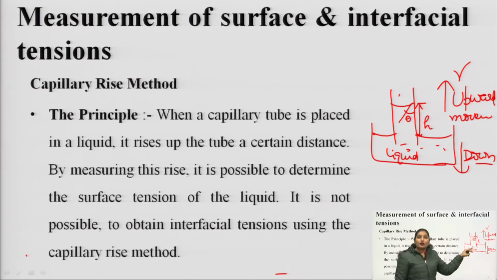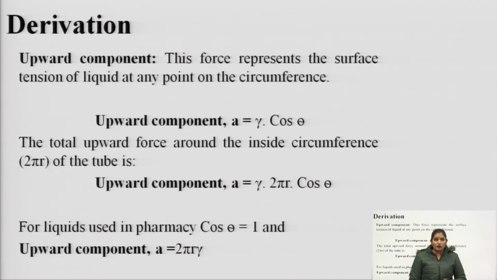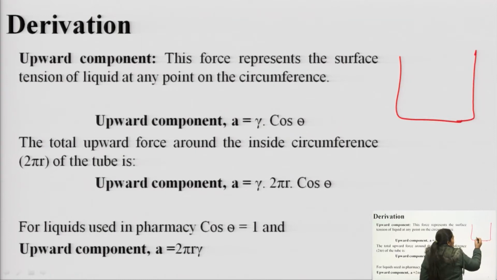This liquid will continue to rise into the capillary tube until this movement is counterbalanced by the downward movement that is due to the acceleration due to gravity. Okay. So, what is the upward component? The force represents the surface tension of the liquid at any point on the circumference. Okay.